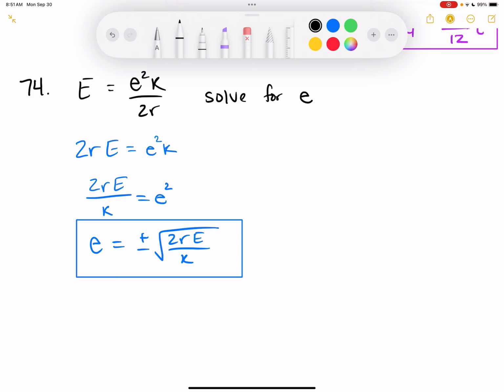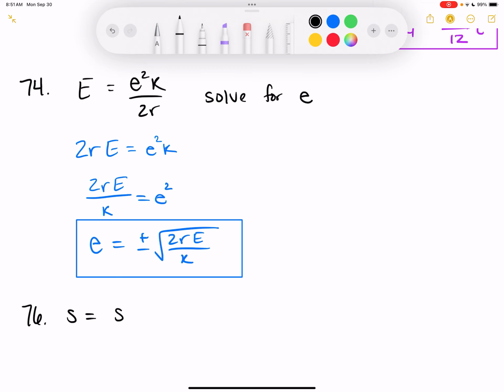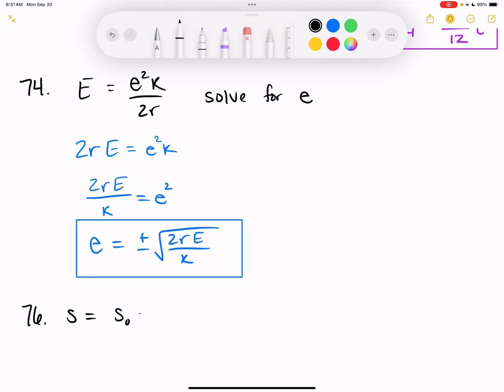Let's do 76. S equals S sub 0 plus G times T squared plus K, and it wants us to solve for T.